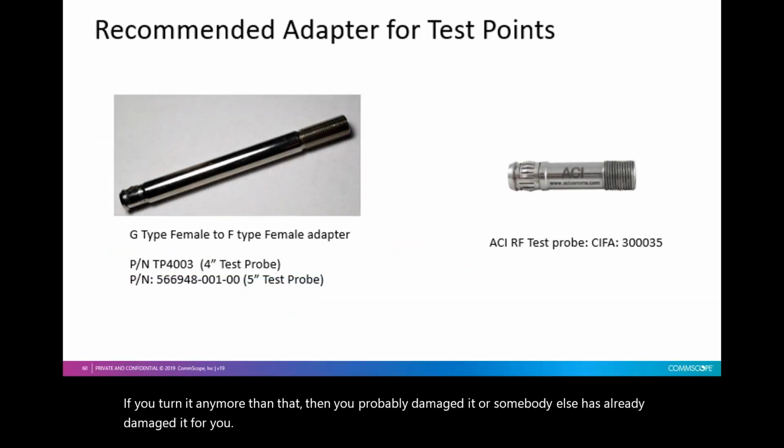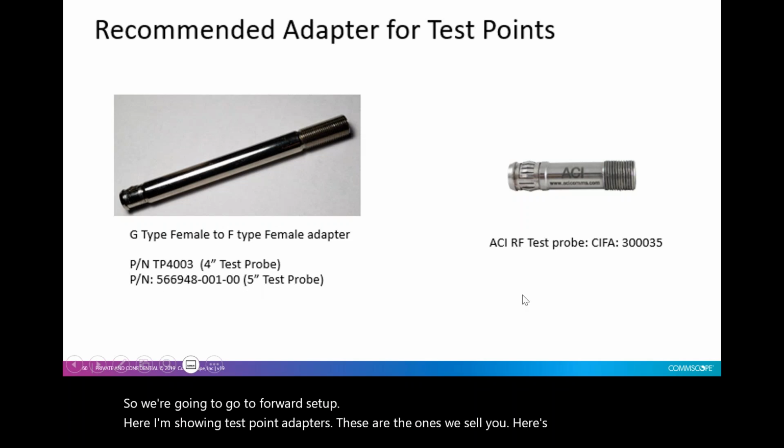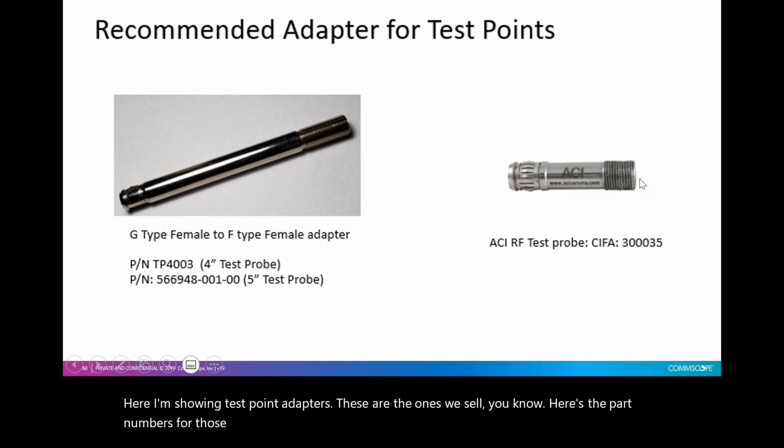So we're going to go to forward setup. Here I'm showing test point adapters. These are the ones we sell. Here are the part numbers for those. Here's a part that Comcast buys, and they have a SEPA number applied to it. I believe that Charter has something similar.